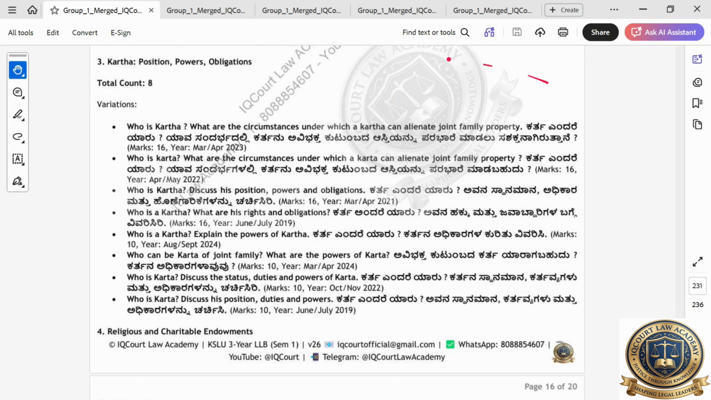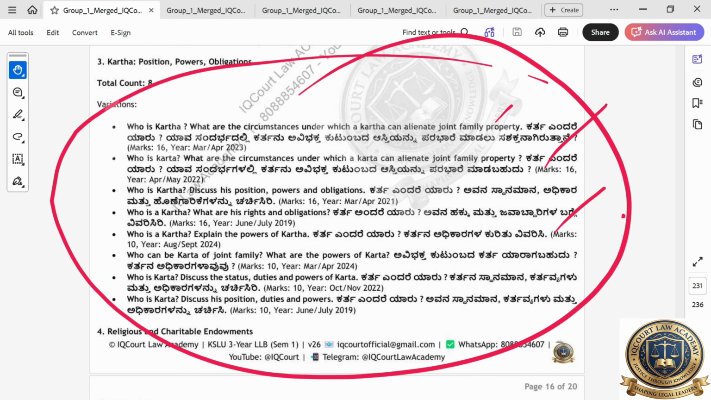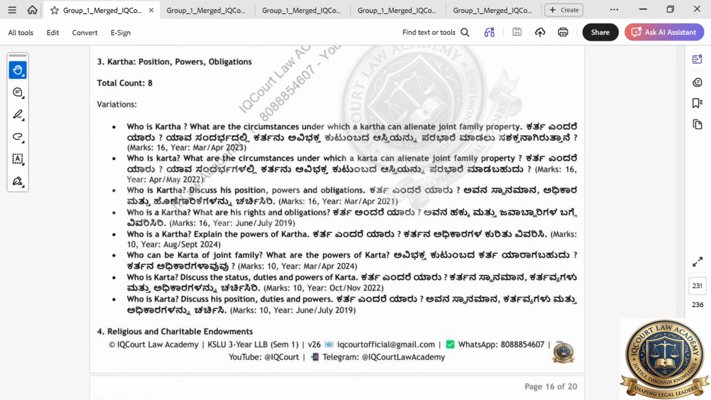This is only just one topic. They can ask in various ways. You have to write the same answer. We explained it in our study materials.